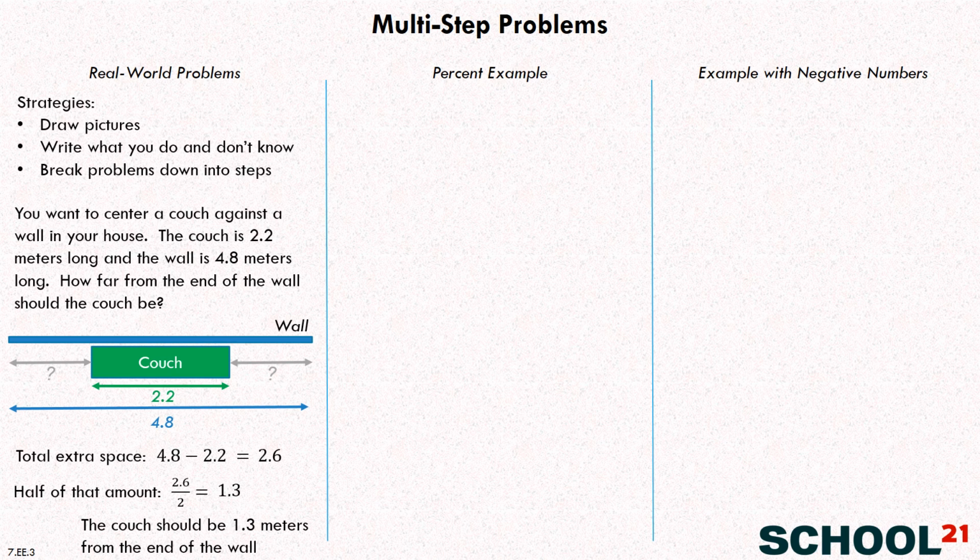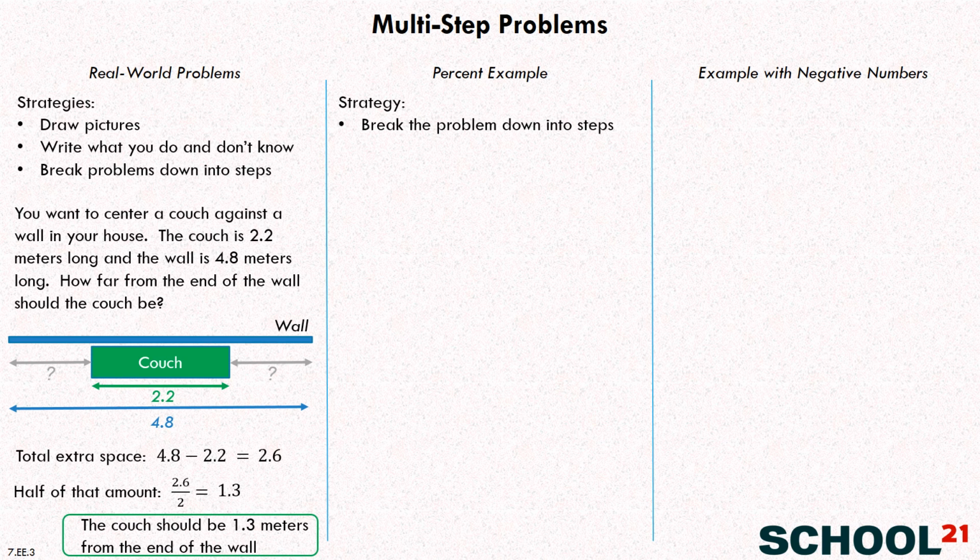Does that make sense? Okay, so basically all you're doing is you're slowing your mind down and you're just going one step at a time: draw a picture, put in what you do and don't know, and then go ahead and just calculate one step at a time and you can get to your answer, even with a complicated problem like this. Okay, so let's go ahead and circle that answer and let's look at a percent example.